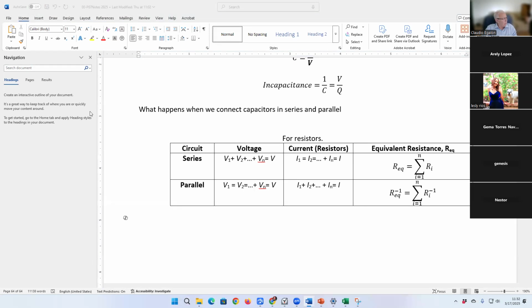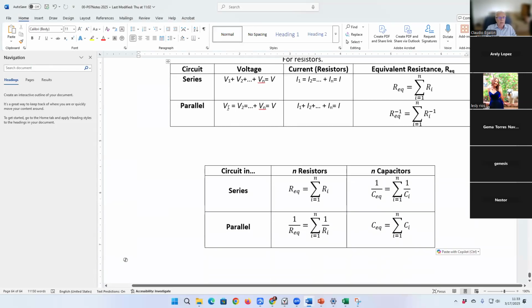Okay, so the final solution is this one, right in here. In comparison, resistors in series is the summation of all resistors. Resistors in parallel, the inverse of the equivalent resistance is going to be equal to the summation of the inverse of the resistances.